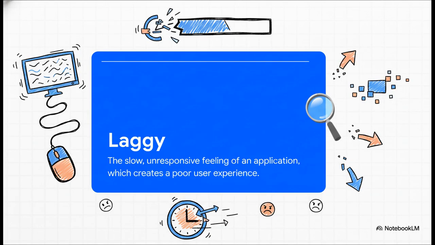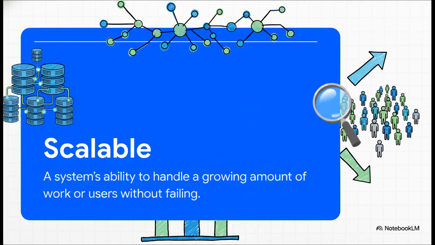Next, we have laggy. We've all felt this one. It's that awful, frustrating, slow motion feeling you get when an app just can't keep up. Clicks take forever to register, animations are choppy. That's a laggy interface, and it's a user experience killer. Scalable. This is a huge word in system design. A scalable system is one that can handle growth. So if your users suddenly go from 1,000 to 1 million, a scalable system doesn't crash and burn. It just handles it. That's the holy grail of good architecture.